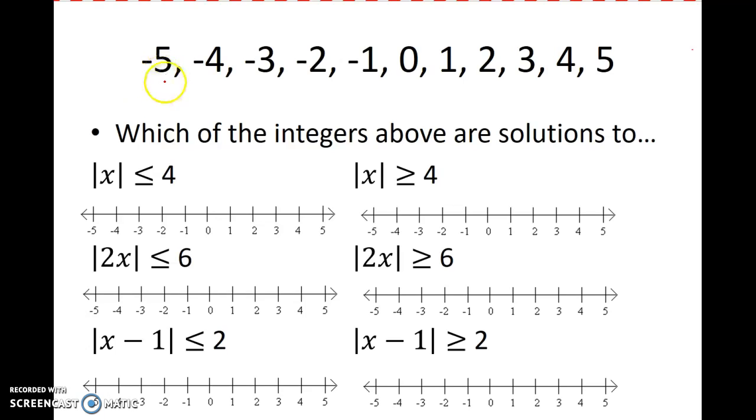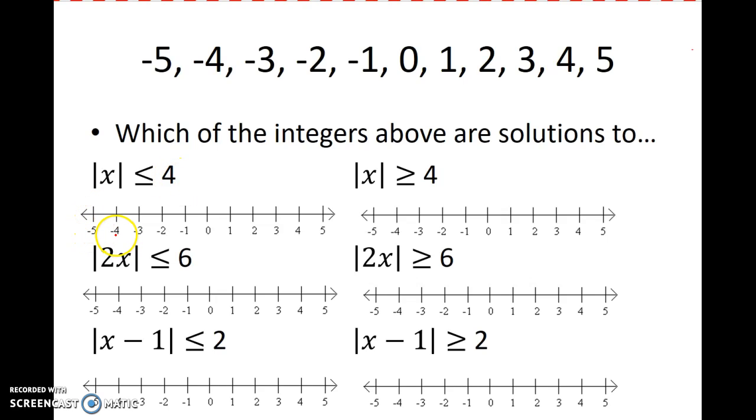So if I look at the first value at the top, -5, and I put it in this inequality, I have the absolute value of -5, which is going to be 5. And I know that 5 is not less than or equal to 4. That's not true, so that is not a solution.